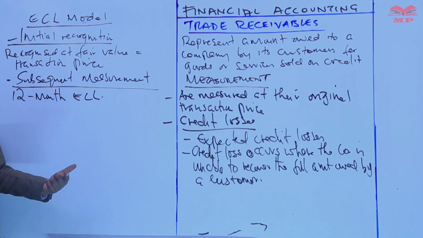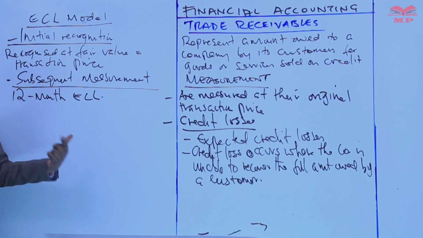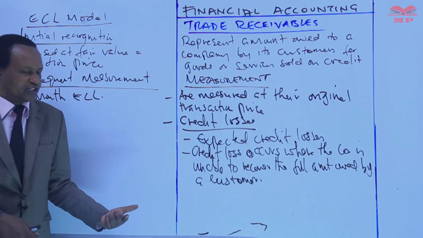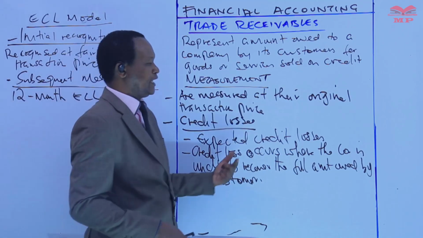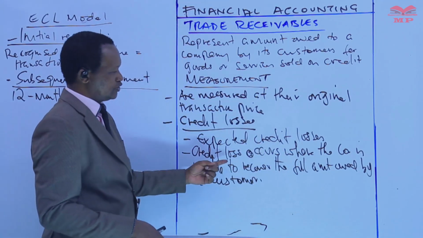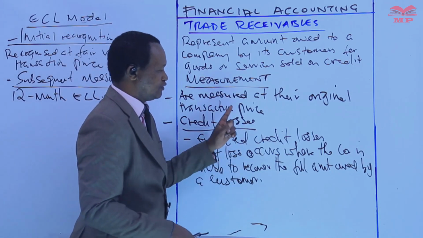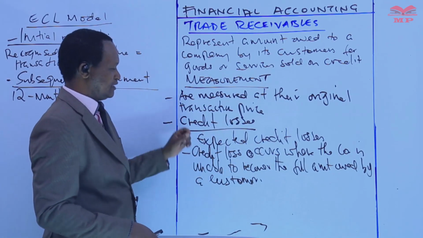as the losses that the company may incur as a result of inability of a debtor to pay. Credit losses occur where the company is unable to recover the full amount owed by a customer.